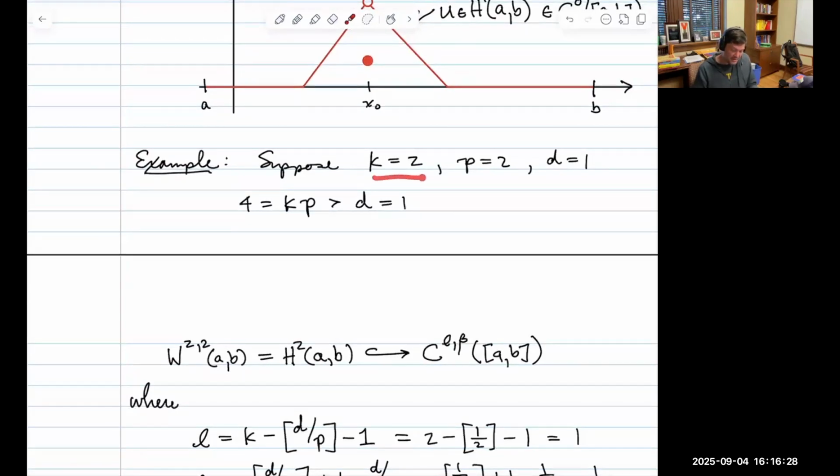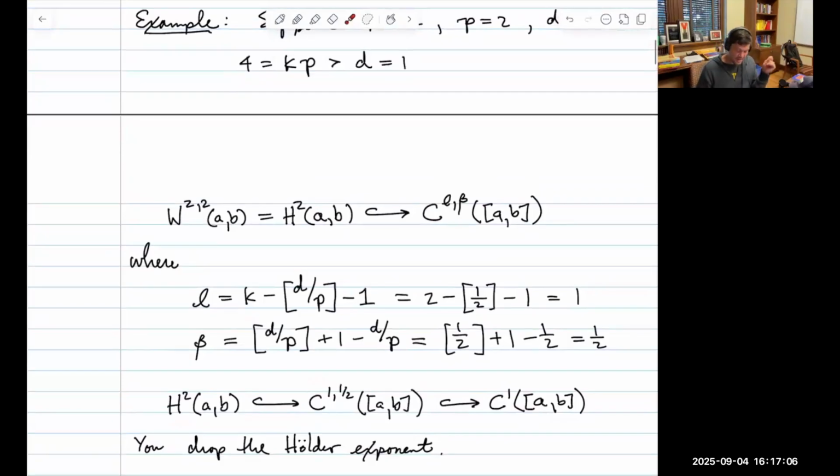So suppose k is equal to 2, p is equal to 2, and d is equal to 1. So again, we're in one dimension. We're looking at the Hilbertian type Sobolev spaces, for which whenever p is equal to 2, we switch to the notation H rather than W. In this case, k times p is 4, right? 2 times 2, and that's strictly greater than 1. Again, we're back in the third case, and in this case, I'm going to do this in much more detail.